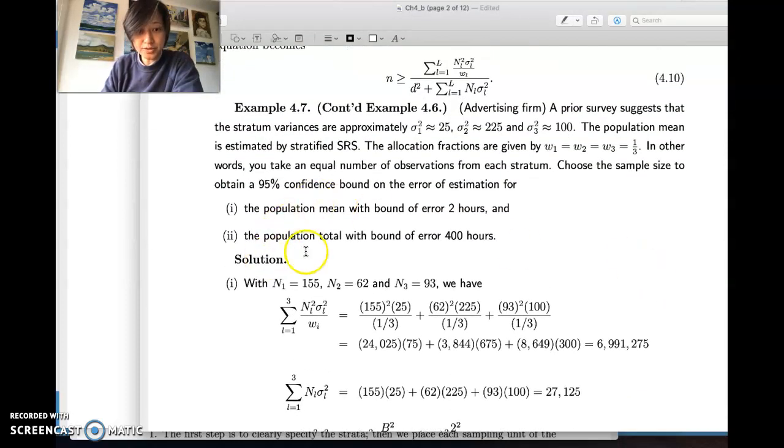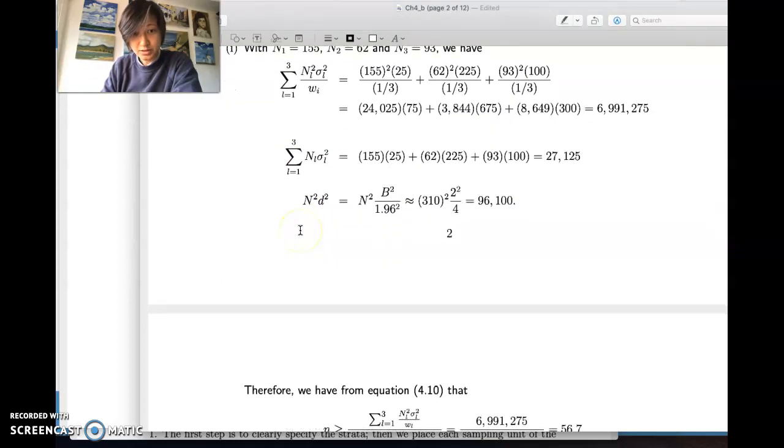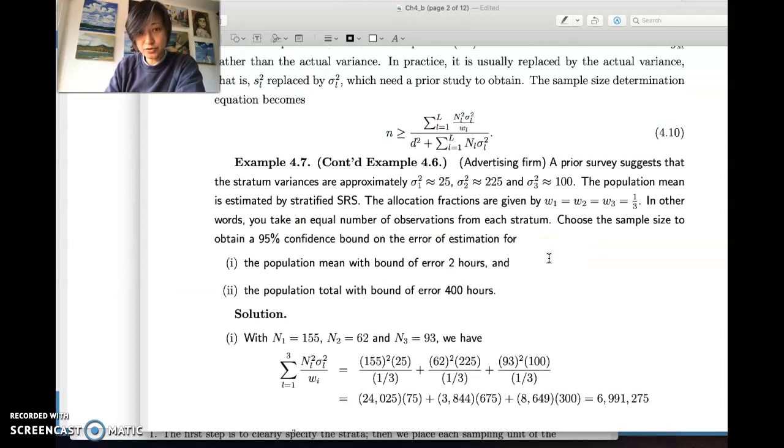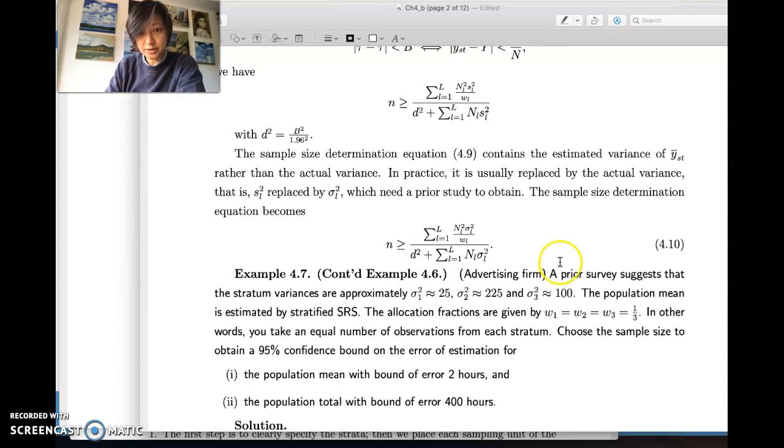Okay, part 2, the population total with bound of error 400 hours. So now we are given the bound of error that is referring to the population total. So in this case, the bound of error is 400 divided by the critical value 1.96 at the 95% confidence level. So D squared is 40,000. We are referring this to the population total, so we need to use formula 4.10.